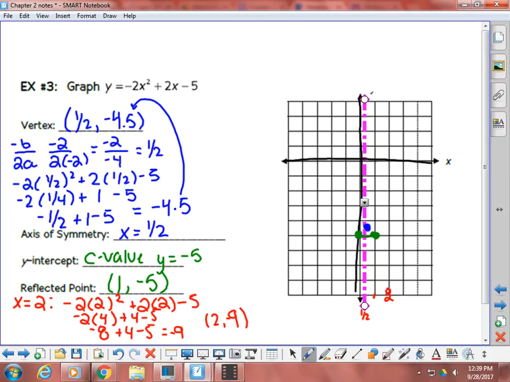Okay, over to 2, down to 9 is right here. That's 1.5 away. So we're going to go a half and 1 away on this side. So now we have our 5 points and can make our parabola from that.